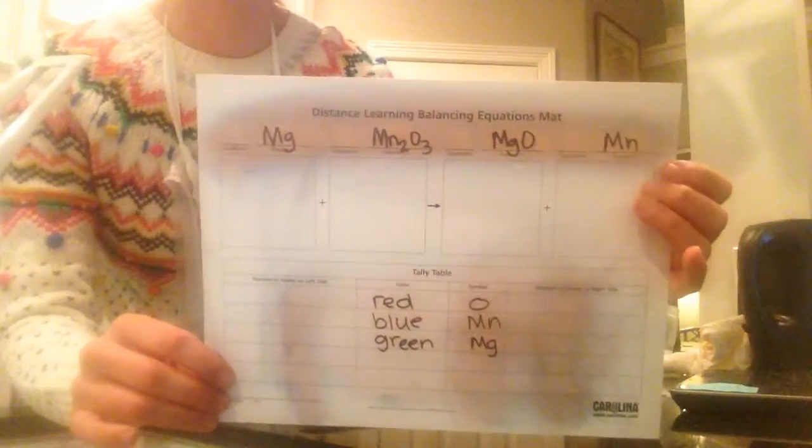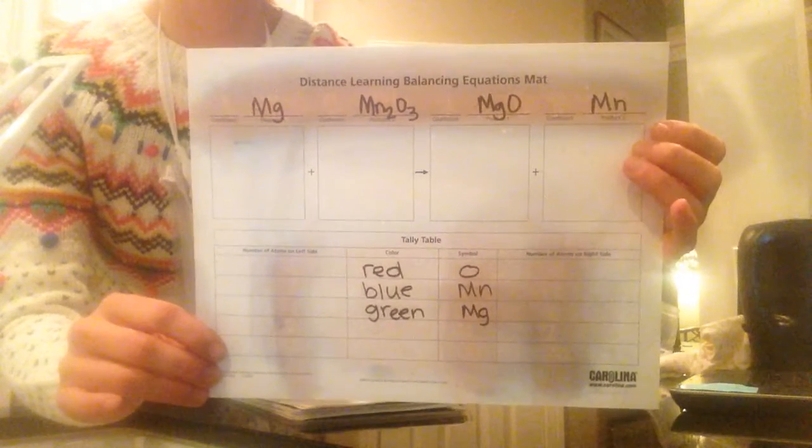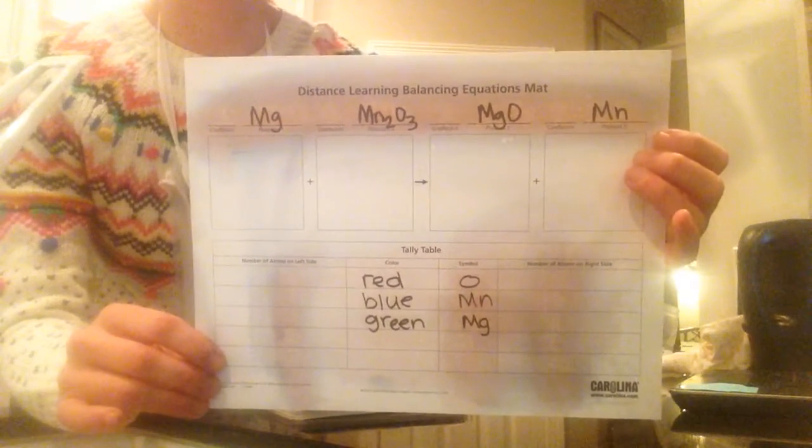So the equation that I'm doing is Mg plus Mn2O3 yields MgO plus Mn. You see I've written that at the top of the tally mat. I don't have any coefficients in front of them because there's no coefficients to start with. And at the bottom I've assigned the color red to oxygen, blue to Mn, and green to magnesium.